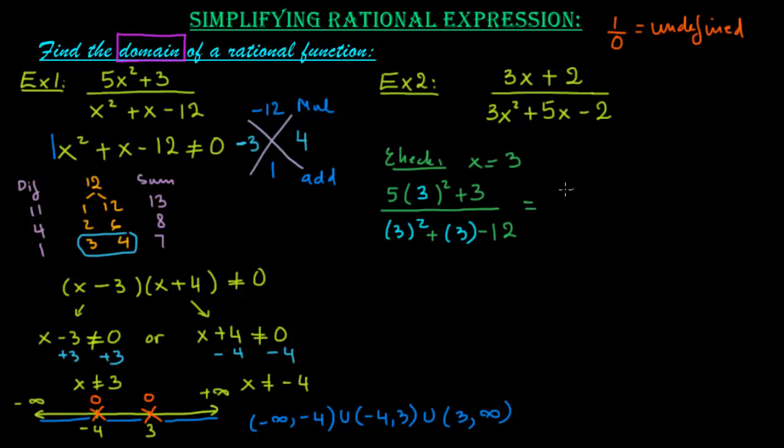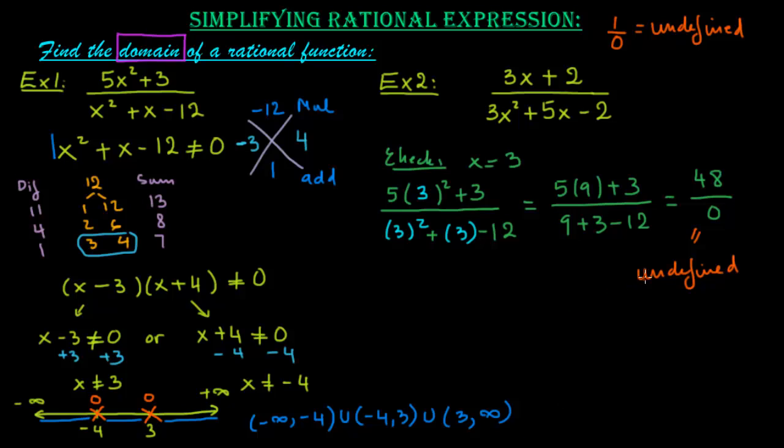So 3 squared gives me 9. 5 times 9 plus 3 over 3 squared, another 9, plus 3 minus 12. So the top part we have 5 times 9 is 45 plus 3 is 48. Divide by 9 plus 3 is 12, minus 12 gives me 0. And 48 over 0 is undefined. That is the reason why x equals 3 is not a solution, as we talked about before.